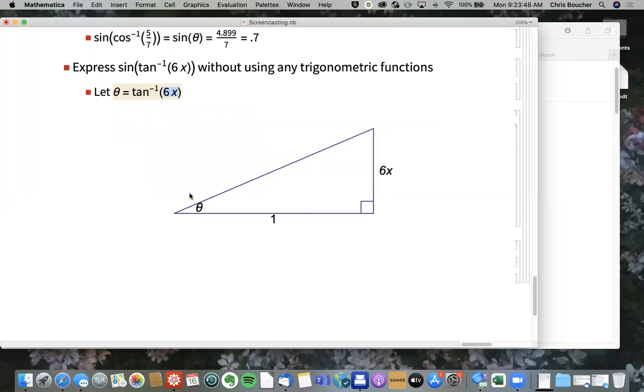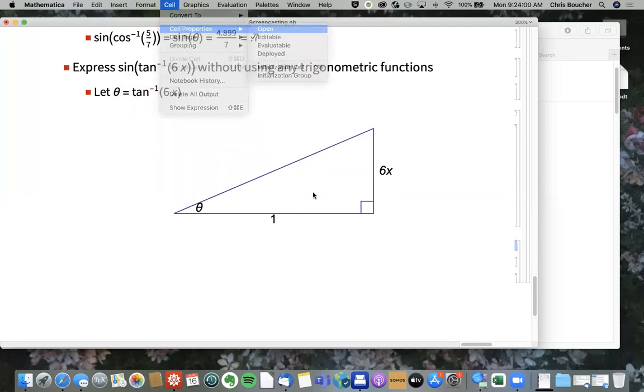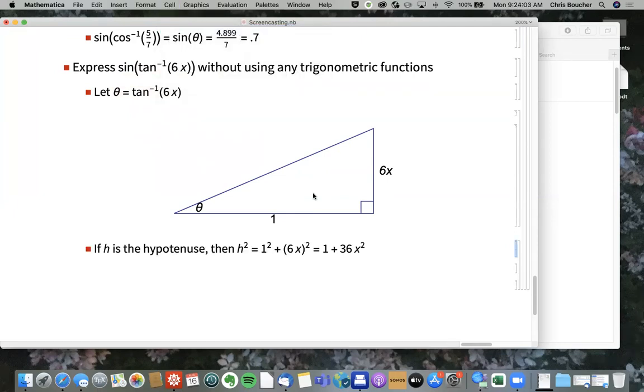Okay, so now I can see theta, and I want to find the sine of theta. Well, sine is, again, opposite over hypotenuse. So I'm going to need to figure out the hypotenuse, but I can do that using the Pythagorean theorem. So if we let h be the hypotenuse, then that means the square of the hypotenuse is equal to 1 squared plus 6x squared, the sum of the squares of the other two sides. Now be careful, 1 squared is just 1, that's not that hard, but when you square something like this, you have to square both factors, both the 6 and the x. So 6x all squared is 36x squared.